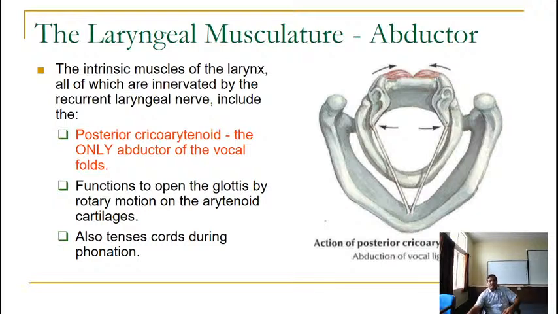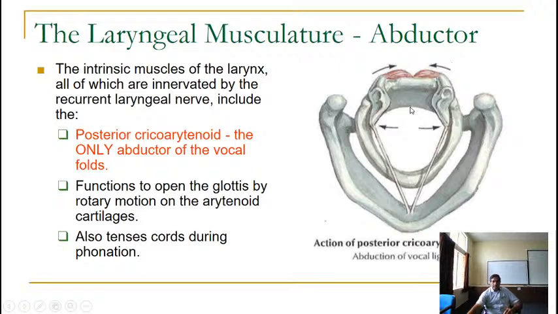We have already dealt with the musculature, and broadly they can be classified as the abductors and adductors. Abduction means moving away from the midline, whereas adduction means coming together. So among the abductors, there is only one single muscle. You should remember this: posterior cricoarytenoid muscle.